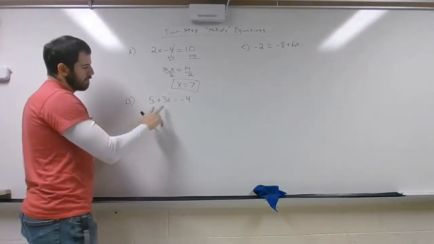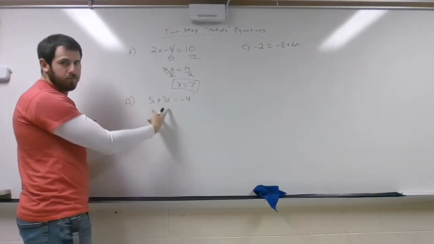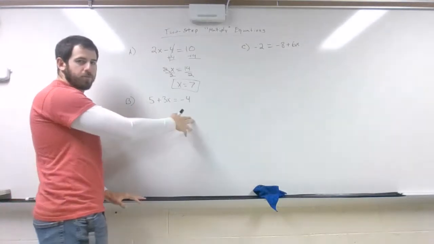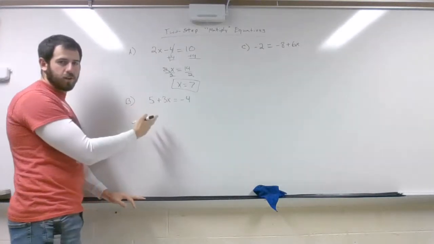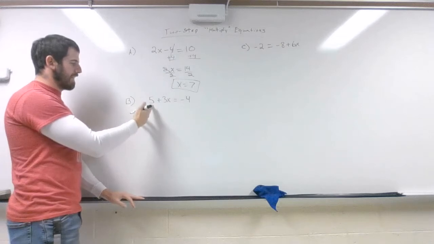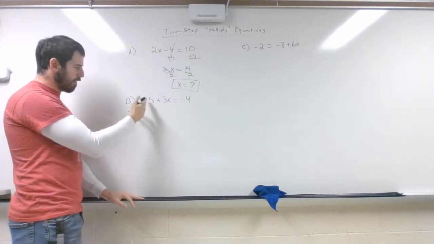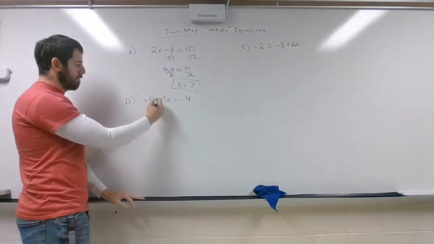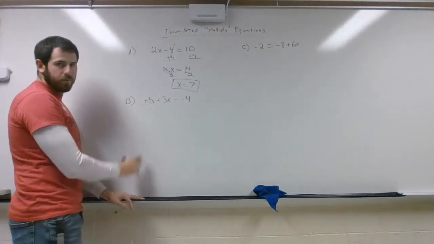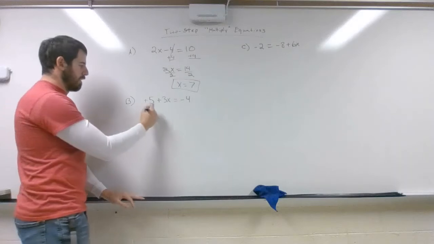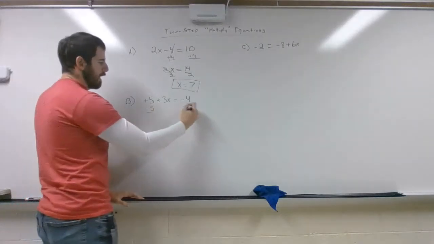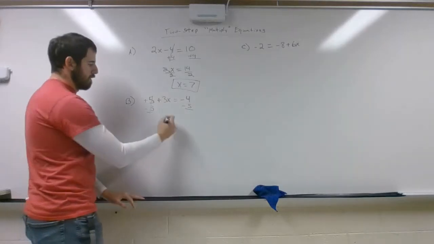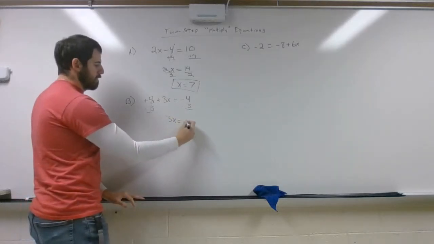In B, you notice I flipped the number and the variable. That doesn't change anything. You still need to get the number away from the variable term first and then solve for the variable. So I'm going to take this 5. You're always looking at the sign in front of it. Technically, there's no sign there, so I'm going to subtract it. If you want to add the plus sign, add the plus sign. So I'm going to subtract 5 from both sides. On the left, they'll go away. We'll get 3x equals -9.